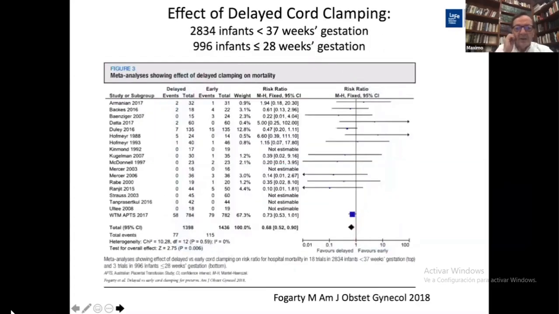So the effect of delayed cord clamping was reviewed by Fogarty in the American Journal of Obstetrics and Gynecology, and he did a meta-analysis. He included 2,834 infants less than 37 weeks of gestation and almost 1,000 babies less than 38 weeks of gestation. And just by clamping the cord more than 1 minute, it was shown a highly beneficial effect, as you see in the scatter plot.